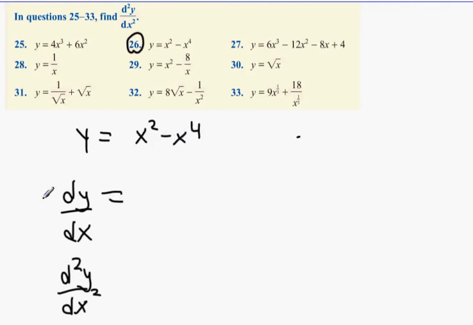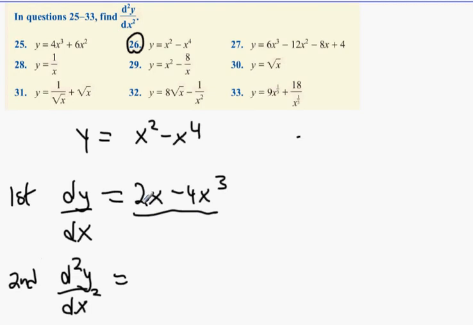Step 1, dy/dx means the first derivative, differentiate. 2x, then minus 4x to the power 3. Second derivative means differentiate your answer. When you differentiate 2x, you get 2. When you differentiate 4x cubed, you get 12x squared. Okay? Minus 12x squared.